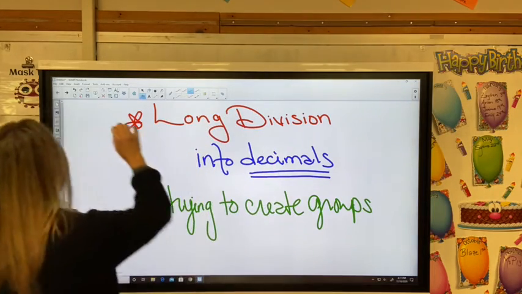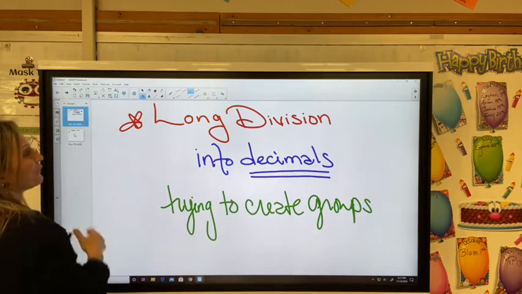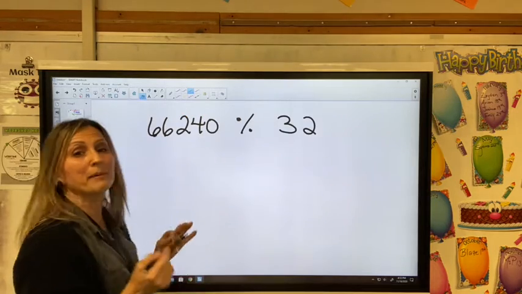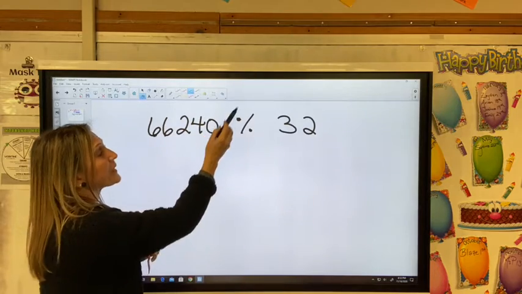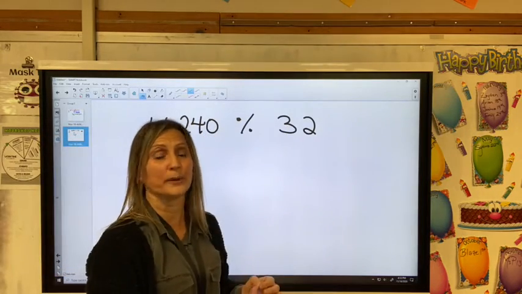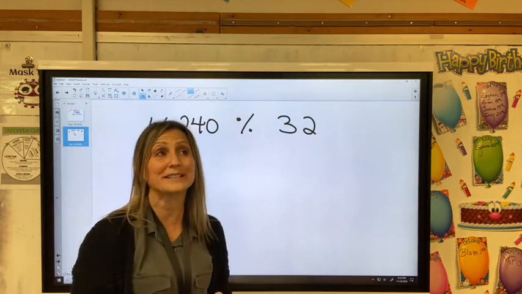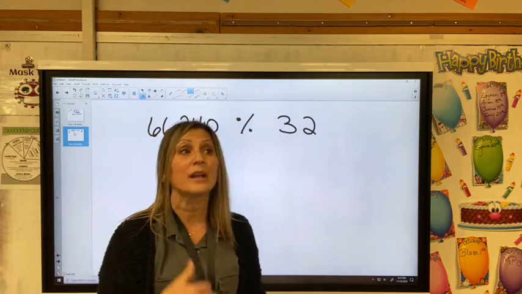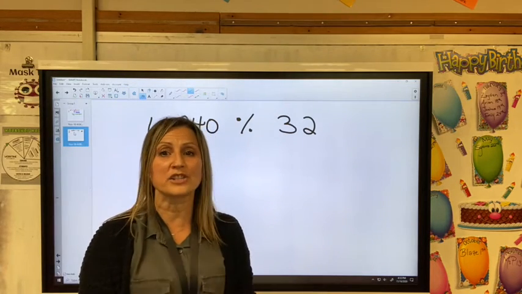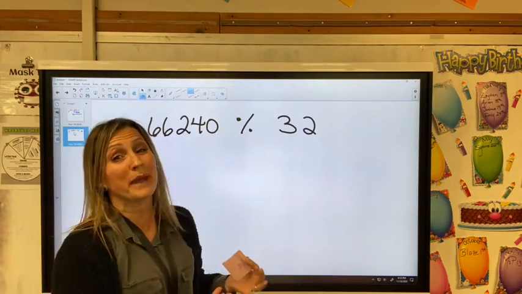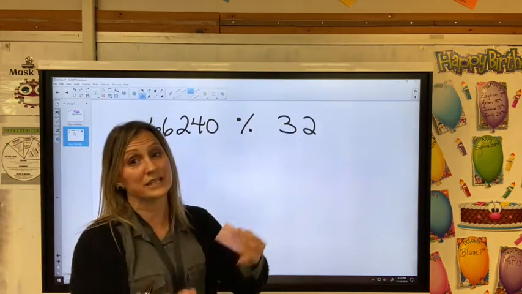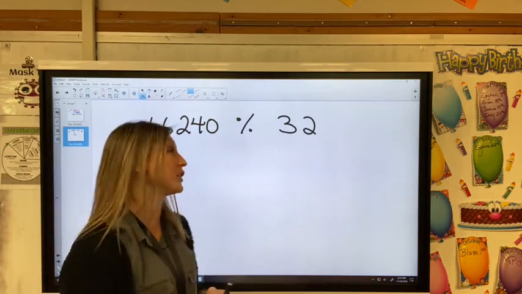So I put a problem up here, and I'd like to do it for you today. And my problem states 66,240 divided by 32. And sixth graders, by the time you're at this age, we should be doing 3- and 4-digit division problems in mathematics. And in this case, we really should be able to do a 5-digit by a 3-digit. And that's the problem I have for you today.